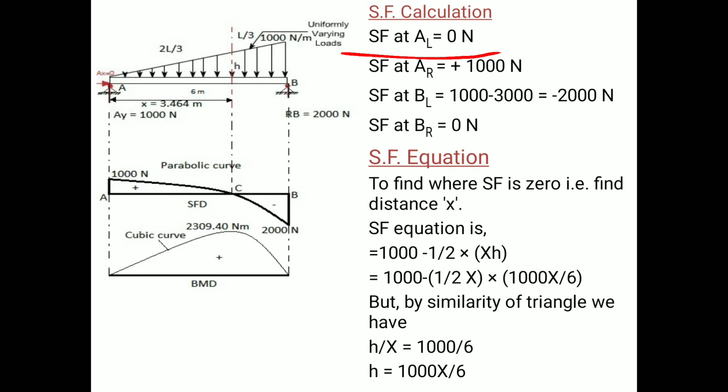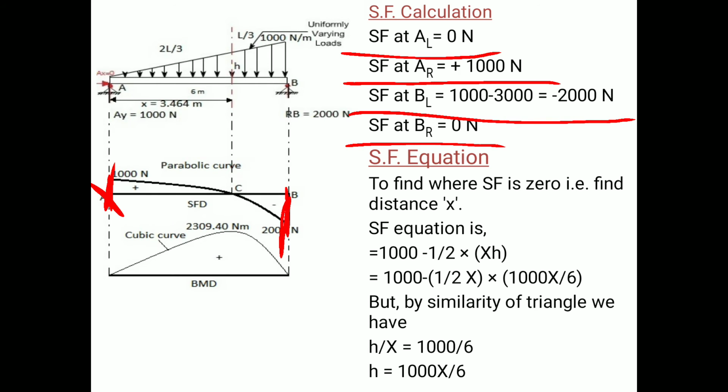At A we have 0 value, therefore this is the 0 value. Again at A we have 1000 value, so this is the 1000 value. Shear force at left of B we have 2000 value, so this is 2000 value, and right of B will become 0, so this is 0.